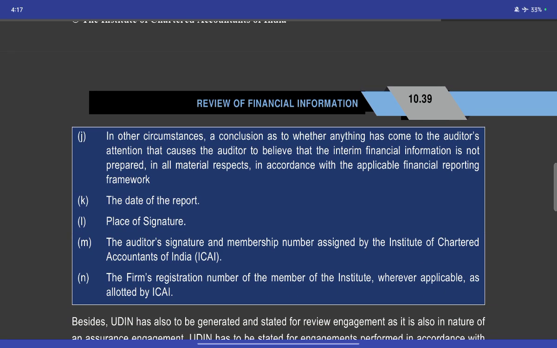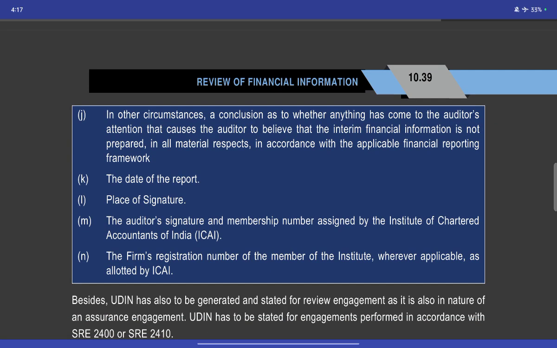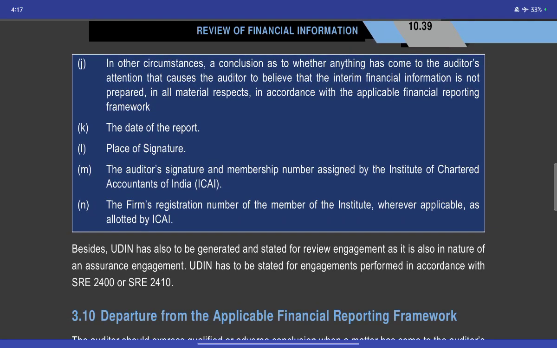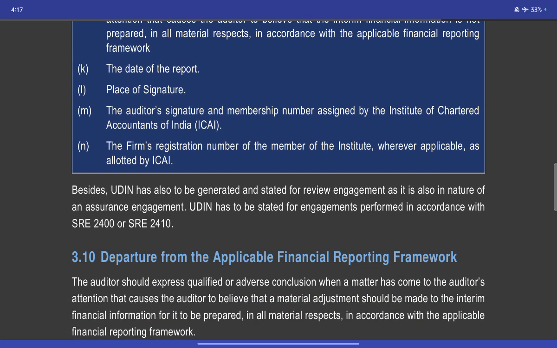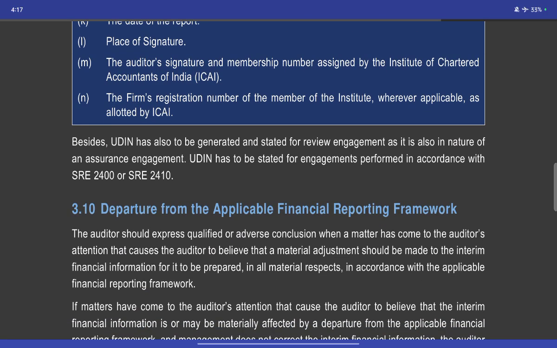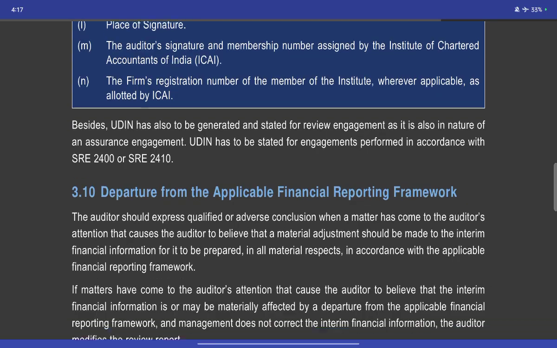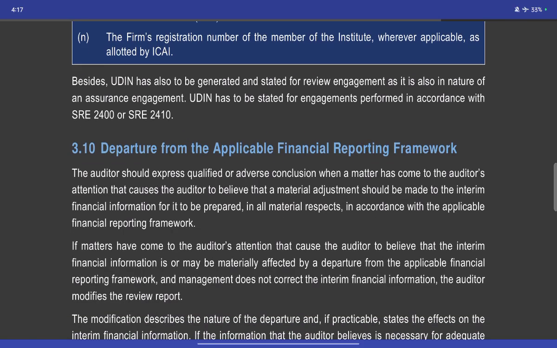In other circumstances, a conclusion as to whether anything has come to the auditor's attention that causes the auditor to believe that the interim financial information is not prepared in all material respects in accordance with the applicable financial reporting framework. The date of the report, place of signature, auditor's signature, membership number assigned by the Institute of Chartered Accountants of India, and firm registration number. The UDIN must also be generated. State that it is a review engagement, the nature of the assurance engagement, and that the engagement was performed in accordance with SRE 2410.